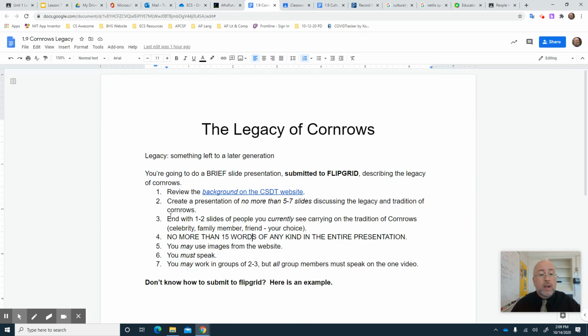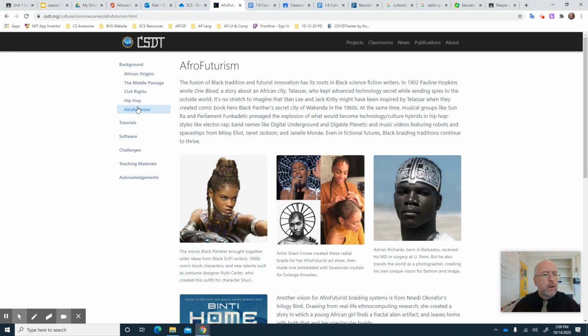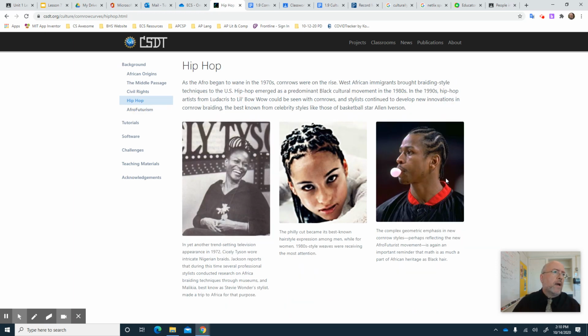Now, you're going to do your 5 to 7 slides describing the legacy and history, and you're going to end with 1 or 2 slides of people you currently see carrying out the tradition of cornrows. Now, they talk about it here, and it's a little bit out of date, but they have a picture of Allen Iverson. So if you have famous celebrities or sports figures or artists, I think it's Alicia Keys, if you have artists like that, you certainly can include those people. Or what would really be neat is if you included people you knew, friends, family members who are carrying down that legacy, because you're talking about something that's got roots that are thousands of years old, not hundreds, thousands, which is kind of neat.